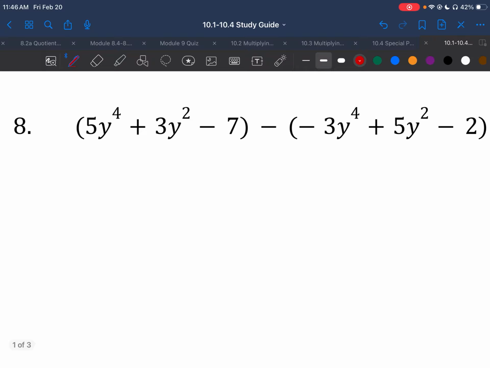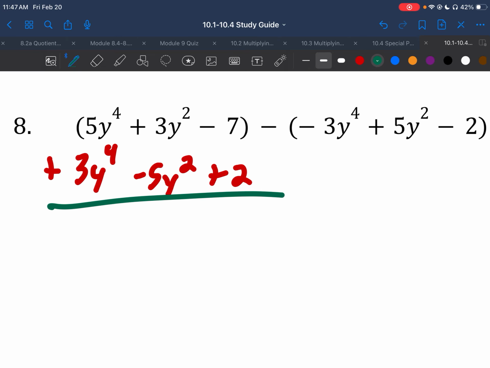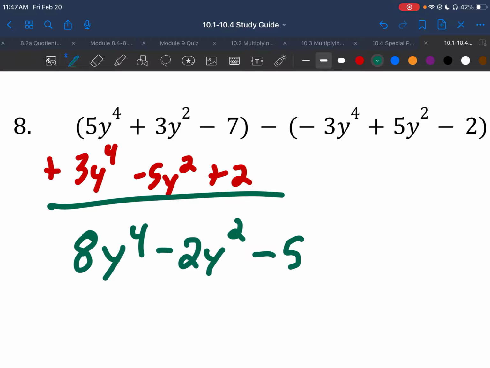8. We have subtraction again, so I'm going to work with my additive inverses again. So we have a plus, we've got 3y to the fourth. I've got minus 5y squared, and we are adding 2. So 5 plus 3 is going to give me 8y to the fourth. Positive 3 plus negative 5 is minus 2y squared. Negative 3 plus 2 is minus 5.